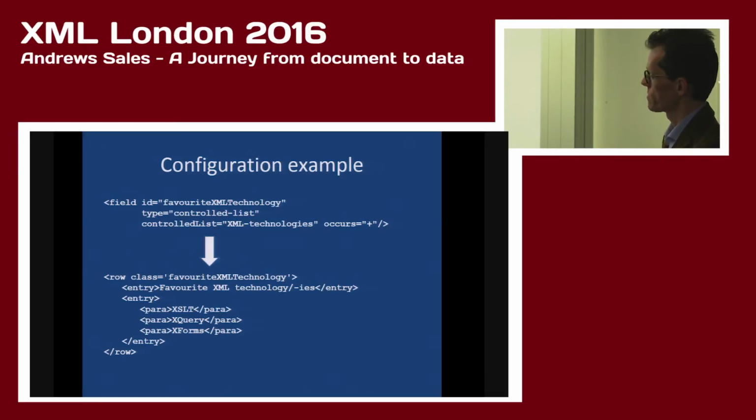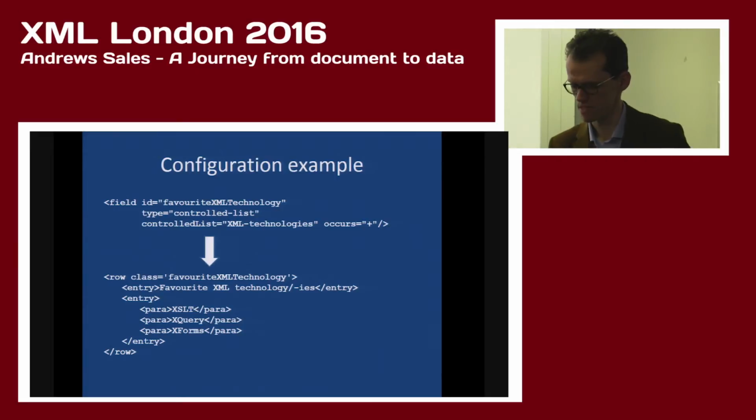And at the bottom, that would be the editorial format for this. So you'd be editing a row with that identifier, the class attribute, and you would put in your one or more favorite technologies in the table cell below it.